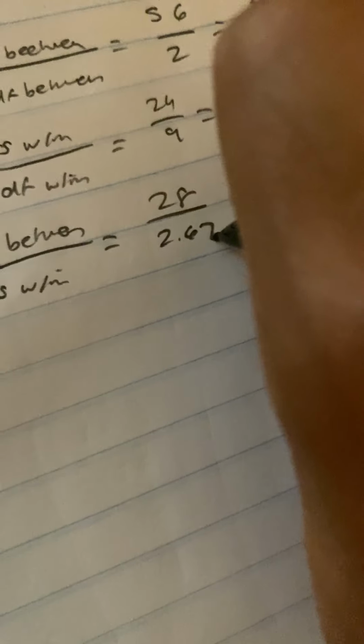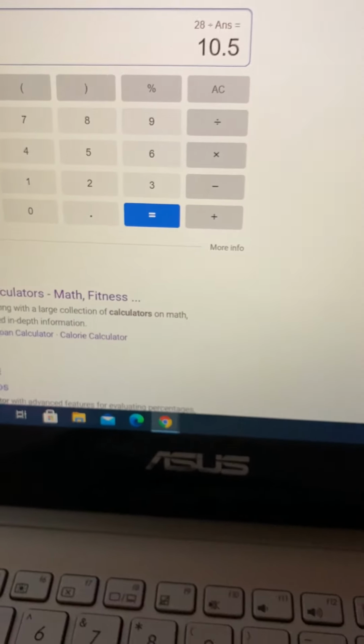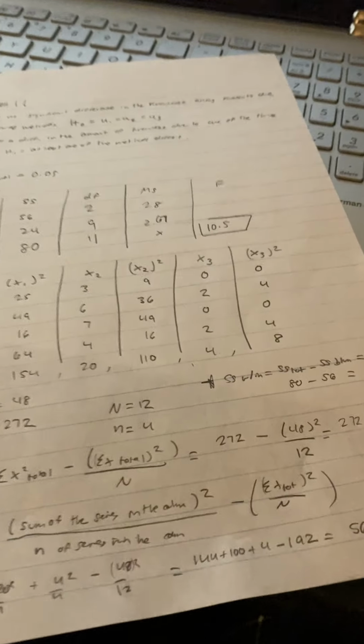We don't need that. Finally, for F, the value we're looking for, that's going to be a calculation of MS between over MS within, which is 28 over 2.67, which is, we'll come here, we'll go 28 divided by answer, 10.5. And that's the only value we need to find in that column. So we come here, 10.5, little box. So that completes our chart there. Here's our work to see again.